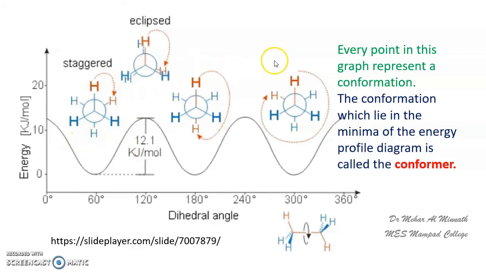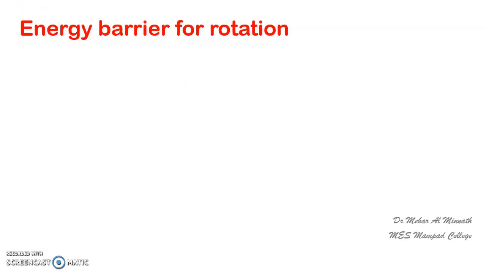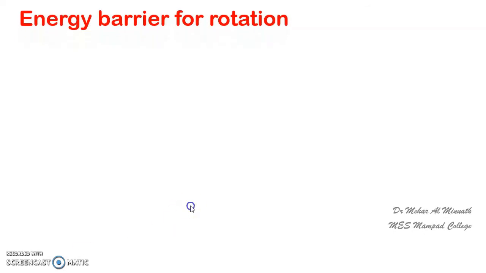Alright, now why do you have a difference in energy for staggered and eclipsed? There is almost a 12.1 kilojoule difference in energy between the staggered and eclipsed. Now, what is the reason for this energy barrier? We shall discuss the various energy barriers for the rotation.